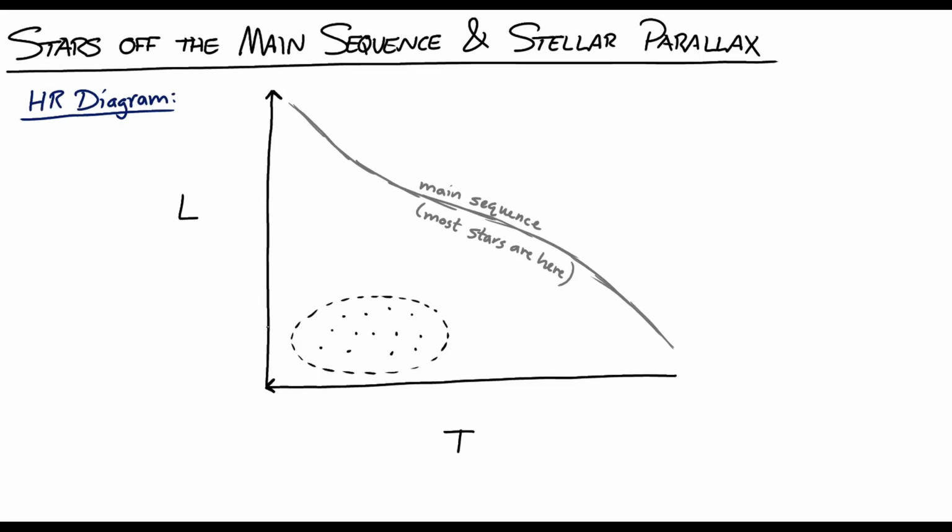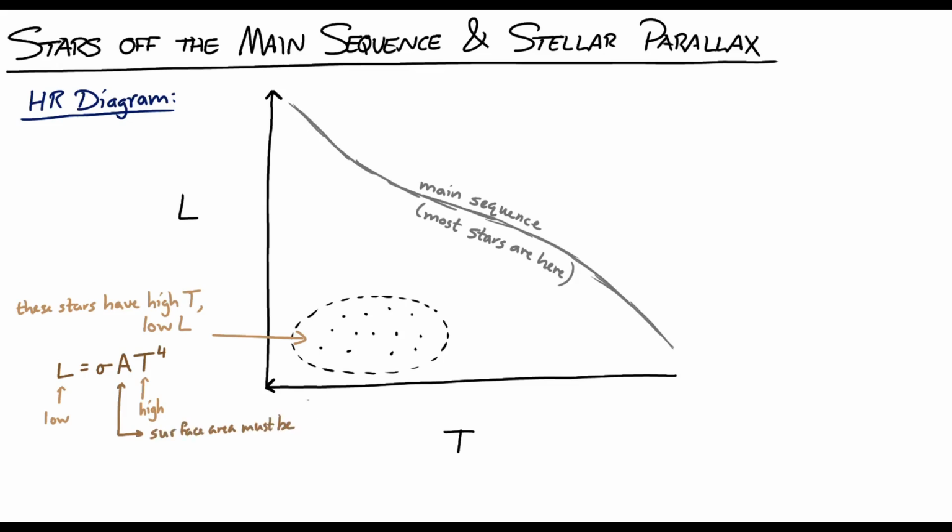And let's think about what those stars are like. Well, they have a very high temperature and they have a relatively low luminosity. And if we think about the luminosity equation, luminosity is sigma A T to the fourth, if the temperature is relatively high but the luminosity is low, that indicates that the surface area has to be relatively small, which means that it has to be a physically small star. These stars are called white dwarfs. White because they have a high surface temperature and so they appear the color white, and dwarfs because they're physically small stars.